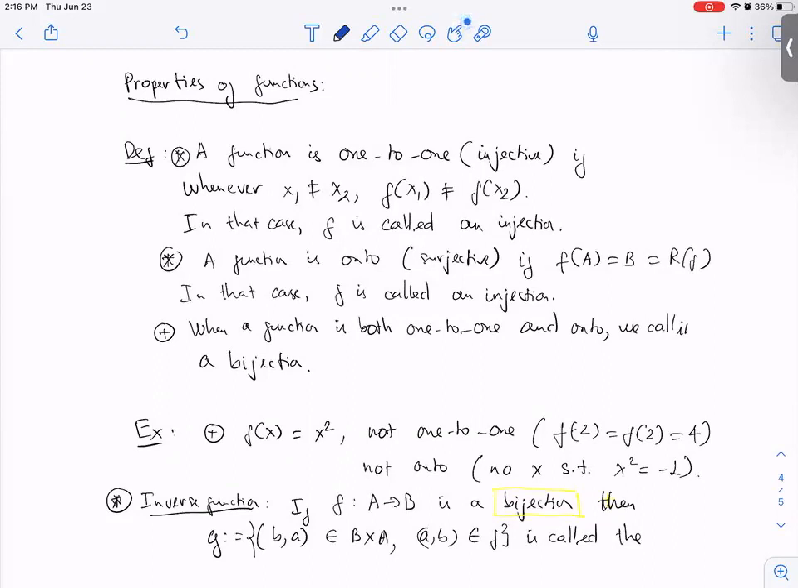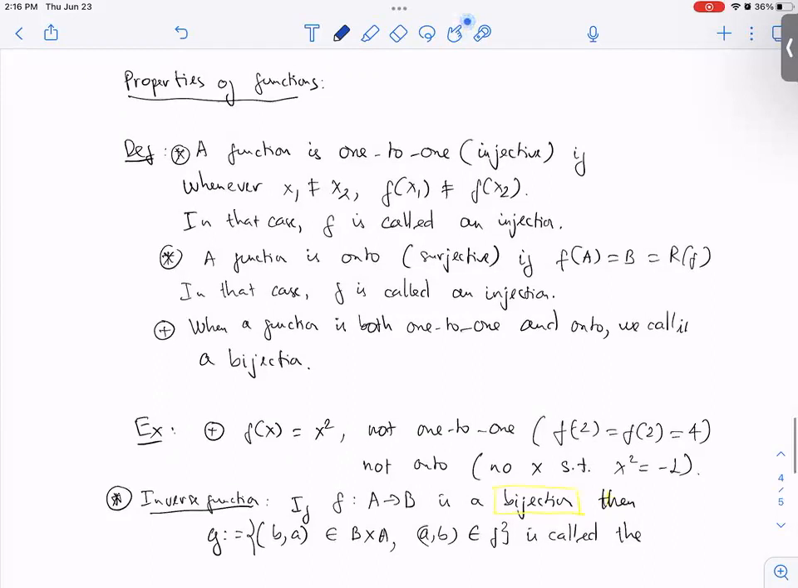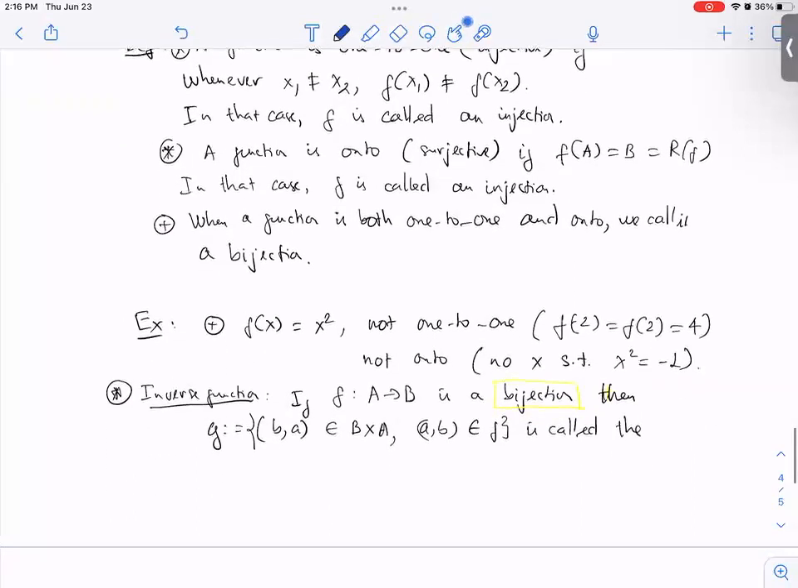Here are some properties of functions. First, we start with a definition. A function is one-to-one or injective if whenever x1 is not equal to x2, then f(x1) is not equal to f(x2). In that case, f is called an injection. A function is onto or surjective if f(A) equals B, equal to the range of f. That is, the range of the function is the whole set B.